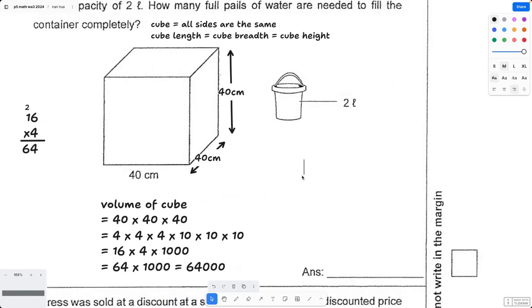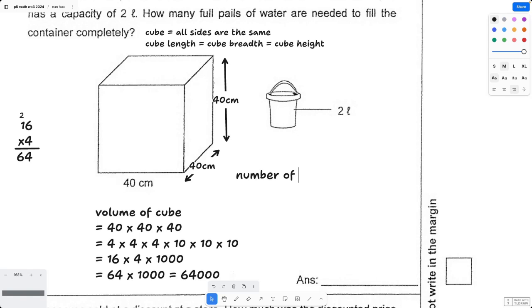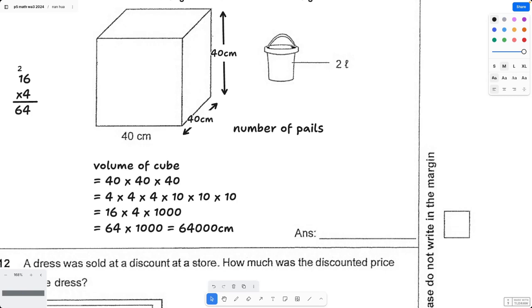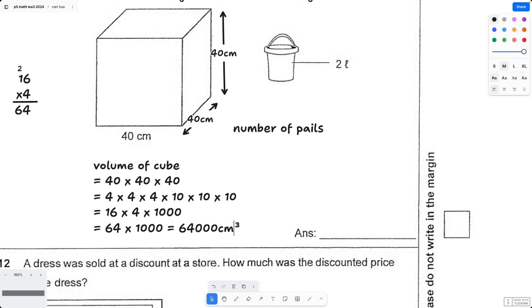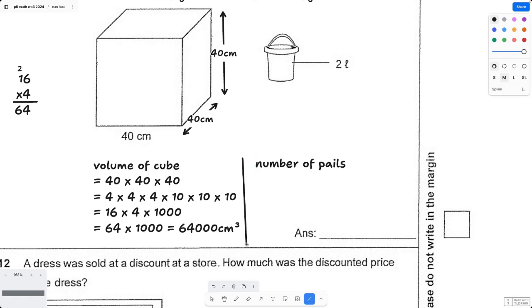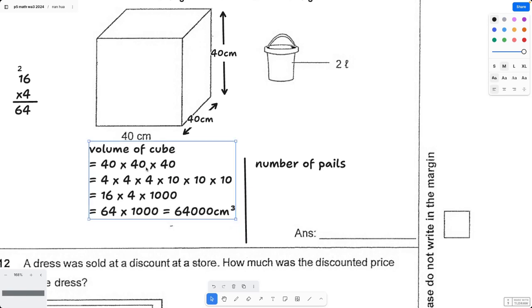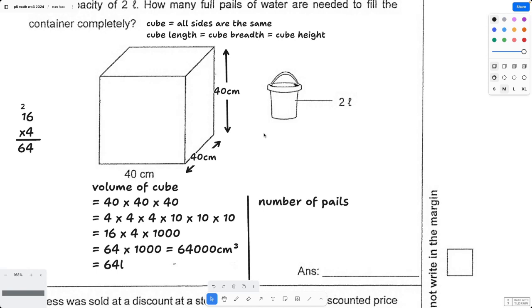The next part is we want to have the number of full pails. So 64,000 is in centimeter cube. In this case over here, the volume of the cube is 64,000 centimeter cube. So that means this is also how many liters? 64 liters, right? If you remember, 1 liter is equal to 1000 cm cube.